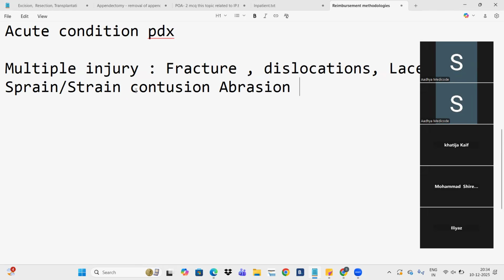If the patient has a fracture, it should be sequenced first. When the patient has multiple fractures, whichever fracture is most severe should be sequenced first. If there is no fracture, check for dislocation. If there is no dislocation, check for laceration, sprain, strain, contusion, abrasion. In this sequence only, we need to code the multiple injuries.